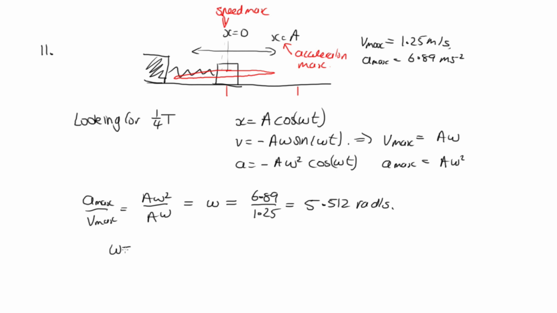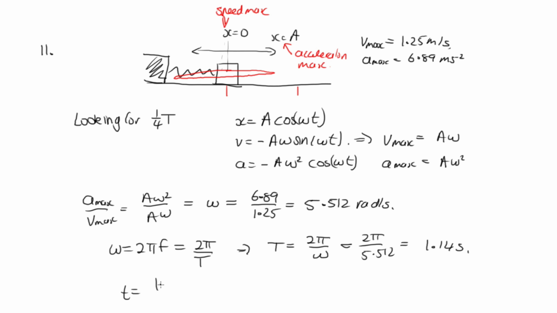And now omega we know is equal to 2 pi f, where f is the frequency, so that's 2 pi divided by the period. So we can rearrange this and say, well, the period then is equal to 2 pi over omega, so that's 2 pi over 5.512, which is equal to 1.14 seconds. But what we were looking for was 1/4 of the period, so now we just need to divide this by 4, and that tells us that the time is equal to 1.14 on 4, which is equal to 0.285 seconds. So now we've solved that problem.